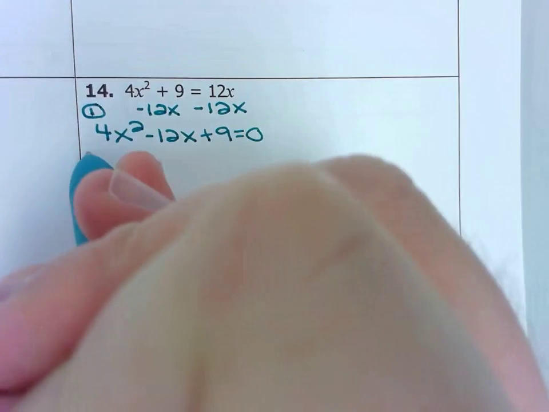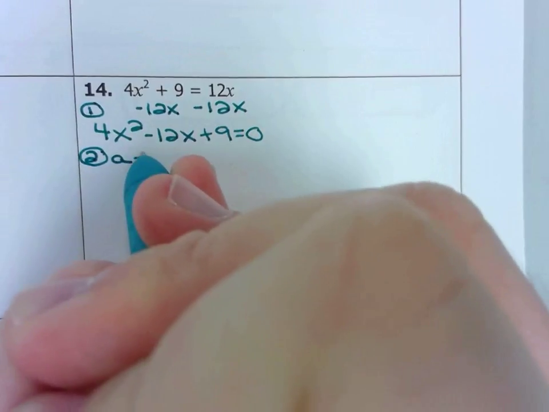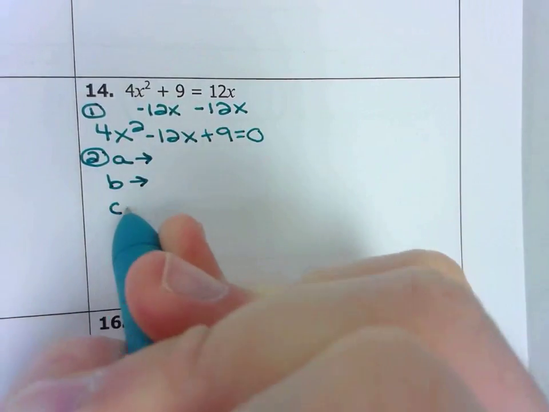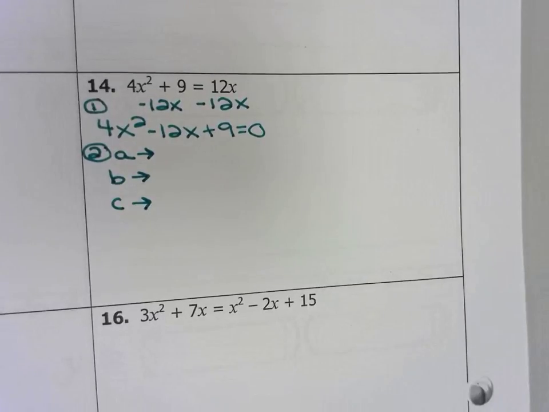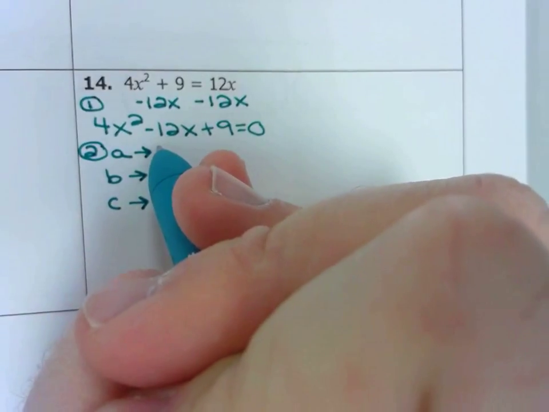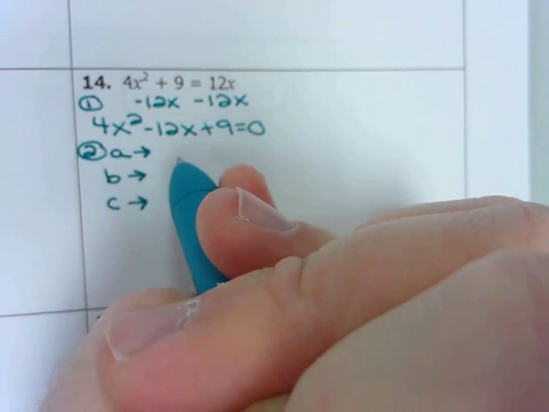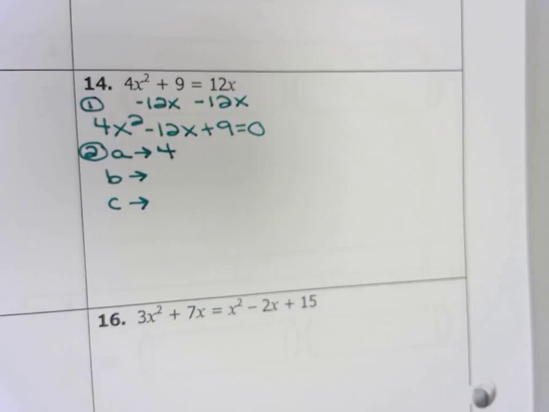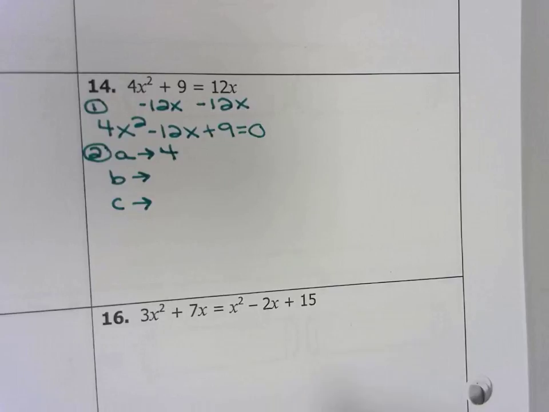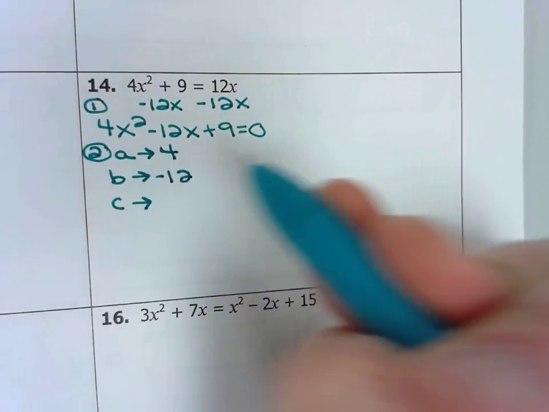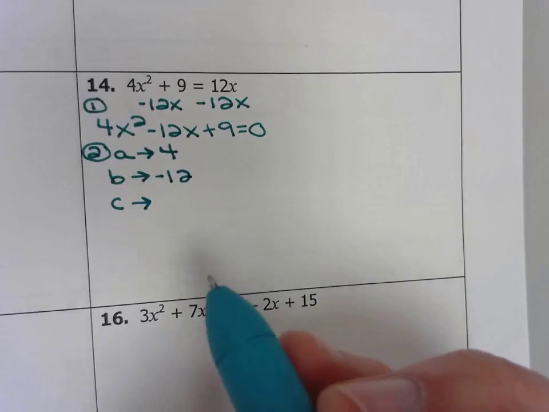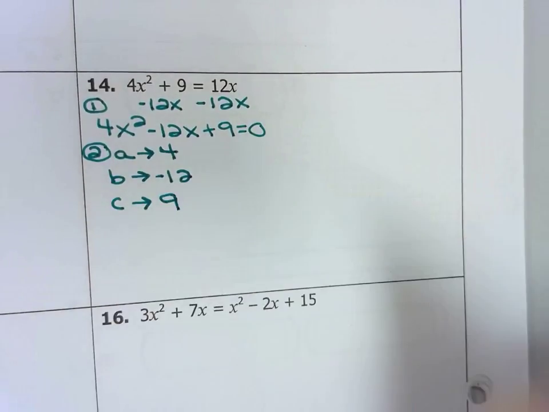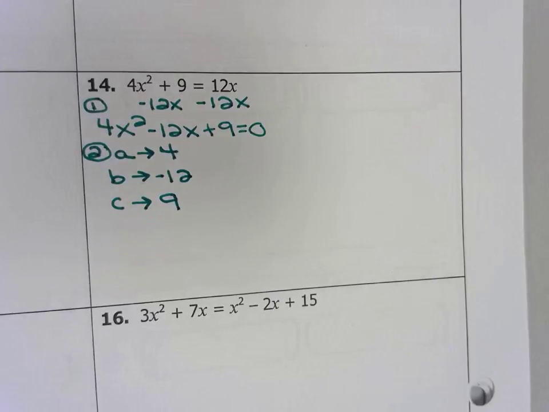Second step. Identify A, B, and C. Brittany, A is what? 4. Good. Megan, B is what? Negative 12. Don't forget the negative because that will screw up your answer. And C is what, Kinsley? 9. So once you get it equal to 0, identify A, B, and C. We've done it a lot. You guys can do this stuff. The quadratic formula I know is kind of intimidating, but it's very doable. Any questions so far?